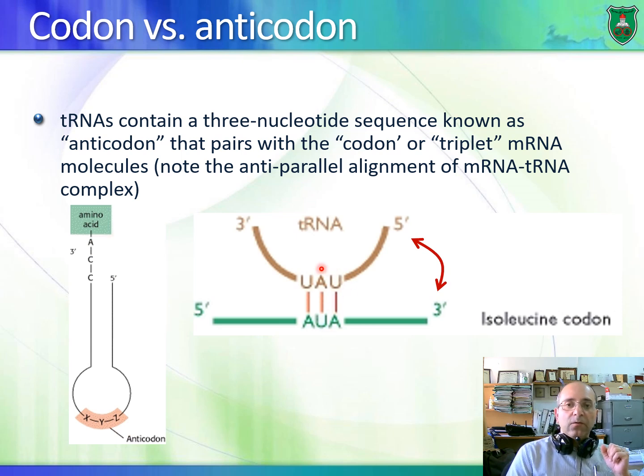Once you have this base pairing, this means that you have the right tRNA bound to the codon, and then you have transfer of this amino acid into the growing polypeptide chain. Now notice that this base pairing between the tRNA and the messenger RNA follows the anti-parallel rule that we just talked about. So messenger RNA is 5' to 3'. Notice that the tRNA is anti-parallel. It's 3' to 5'. So pay attention to that.